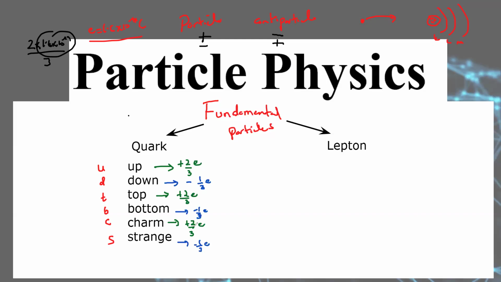So the fundamental particles have two families, categorized into two. One is called quarks, and the other is called leptons. A quark family or a lepton family.